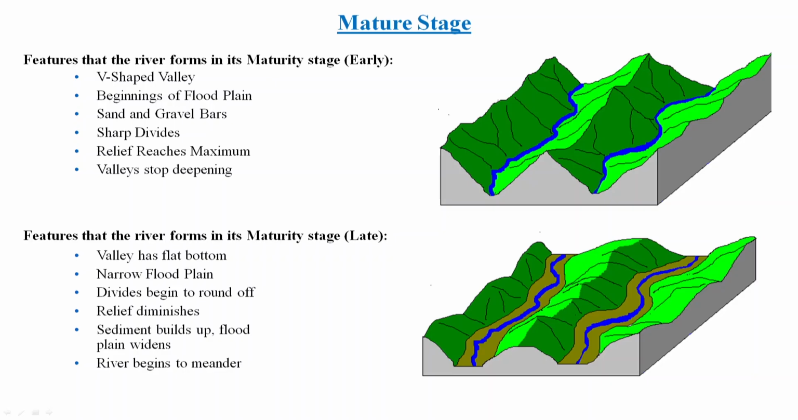That means the change in the altitude will be minimum in comparison to the youth stage. The relief changes very quickly, means there is a distinct change in the elevation, but in the case of a mature river, this change in the elevation is pretty small. So your relief diminishes, sediment builds up, floodplain widens and rivers begin to meander. That means it will gain some sinuosity along its course.